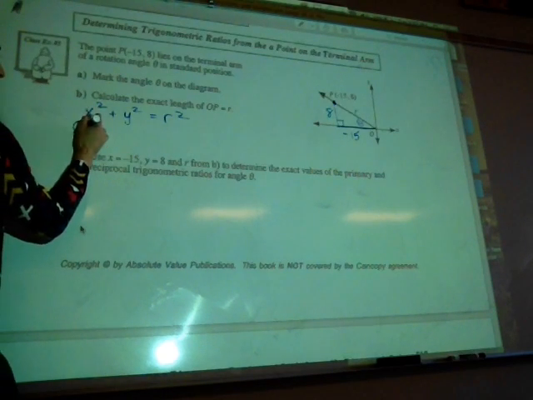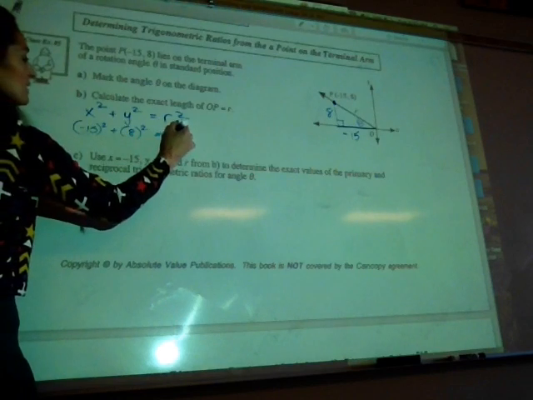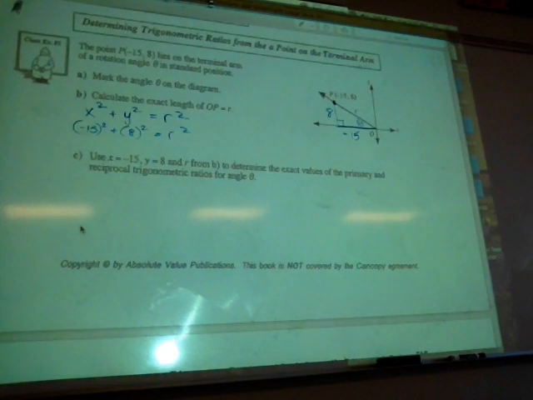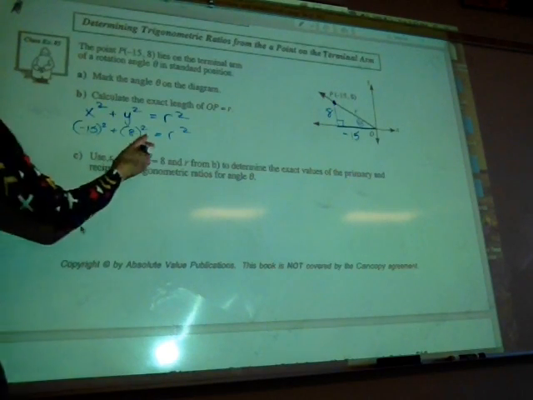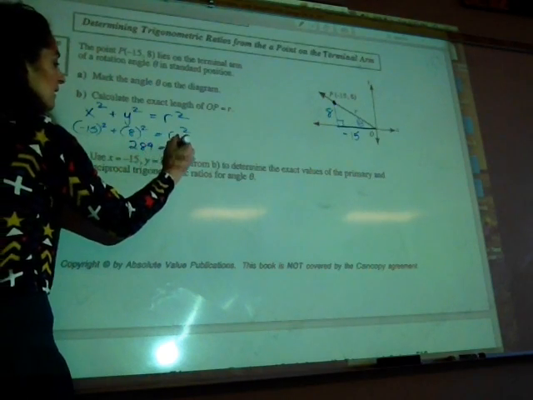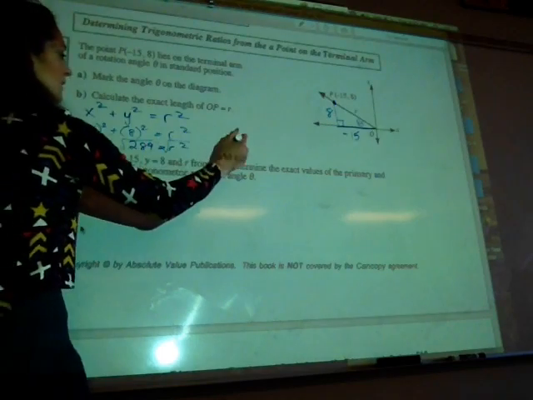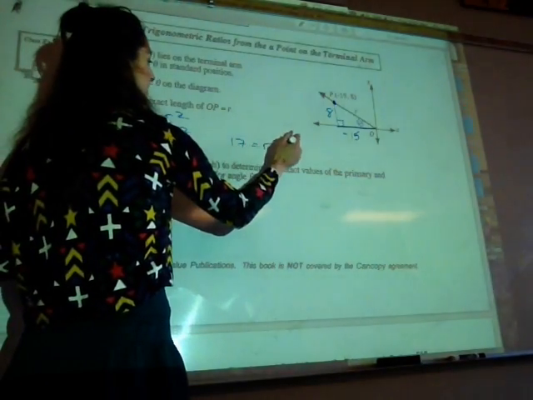Now plugging in, we get negative 15 squared plus 8 squared equals r squared. And what's negative 15 squared plus 8 squared? Is it 289? Yeah. Okay, and then to get r on its own, we just square root both sides. And r equals 17.